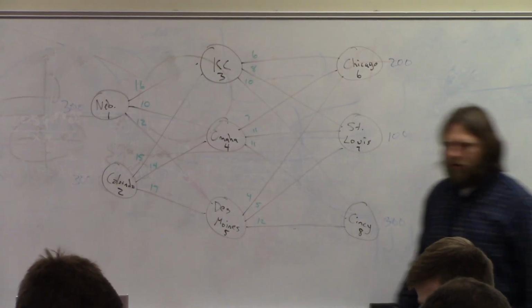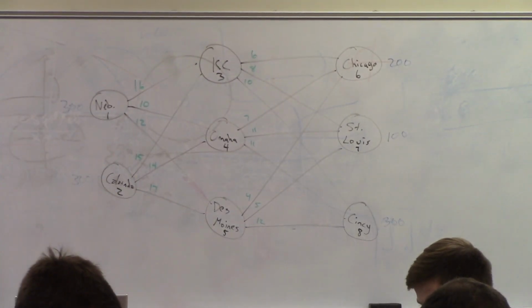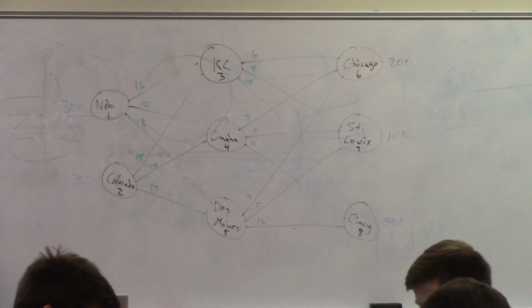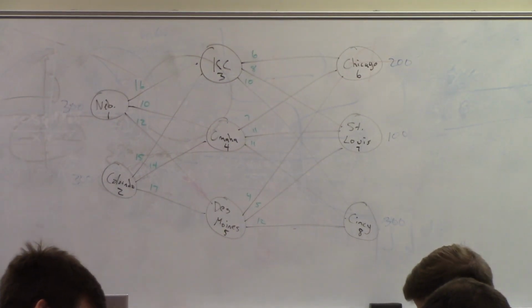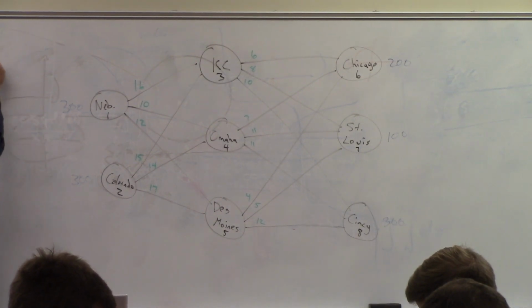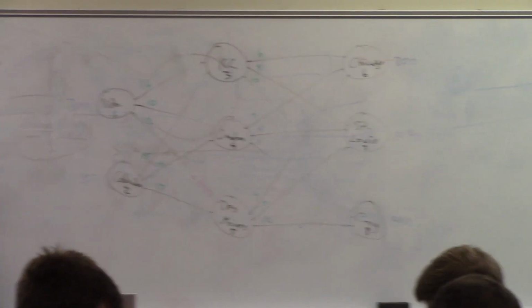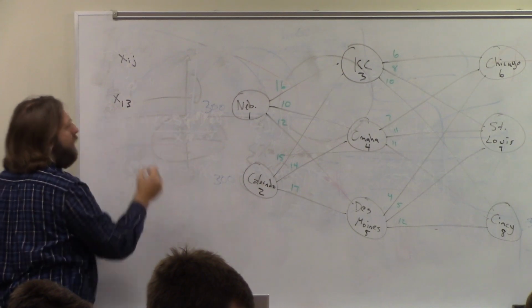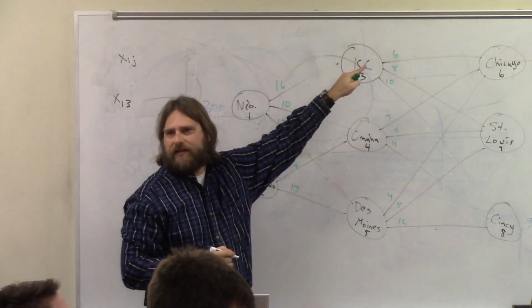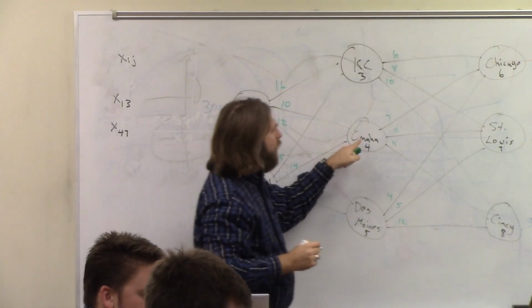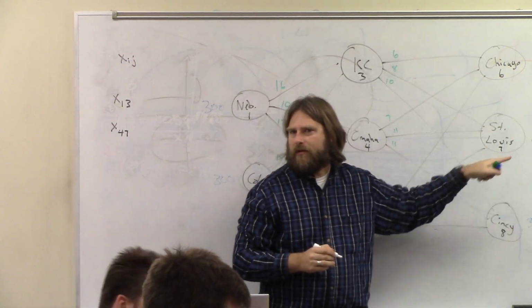In either of those cases, this is just to make it tractable. Okay? And we're still going to use that same notation that we used on Wednesday, where when we say x sub ij, what we're saying is going from location i to j. So x13 represents this route right here from Nebraska to Kansas City, and x47 represents from Omaha to St. Louis right here.